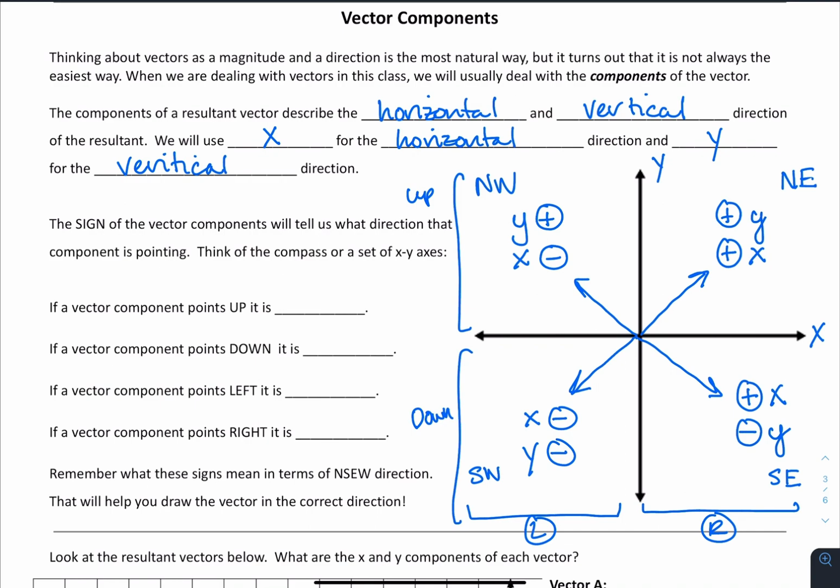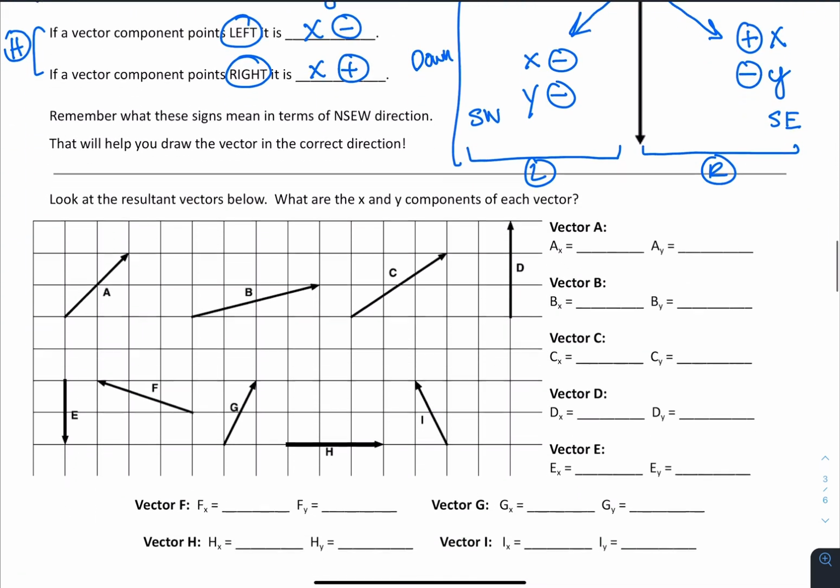All right, so if a vector component points up, then your Y value will be positive. If the vector component points down, then your Y value will be negative. If your vector component points to the left, your X value will be negative. And if your vector component points to the right, your X value will be positive. All right, so remember, left and right are horizontal indicators, up and down are vertical, which is why it's Y versus X. All right, now why is this important? Because if you know the components and you know the signs for them, you can place your vector within this 4-quadrant grid. All right, so let's look at what that means.